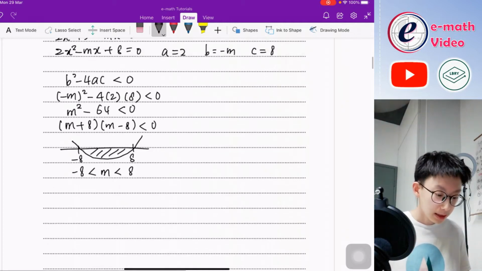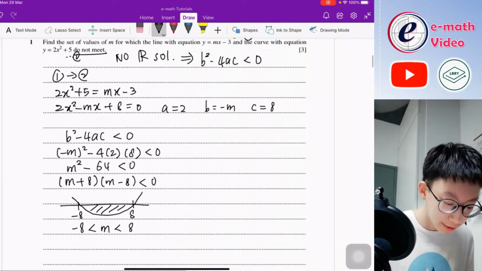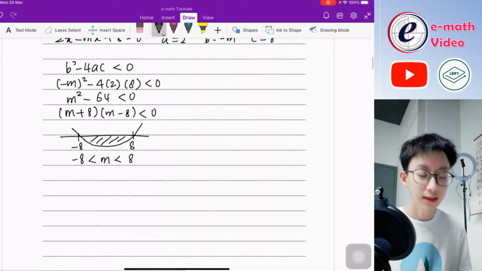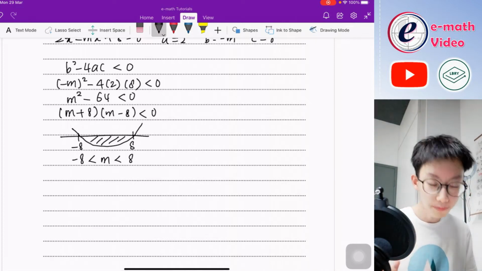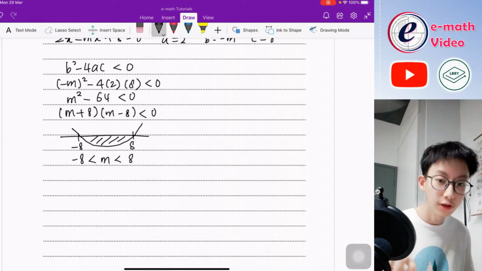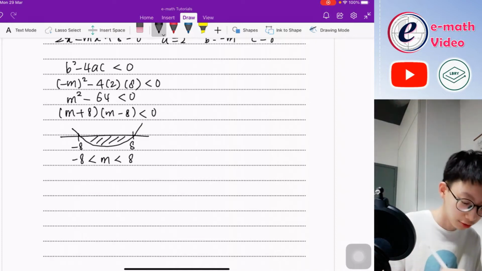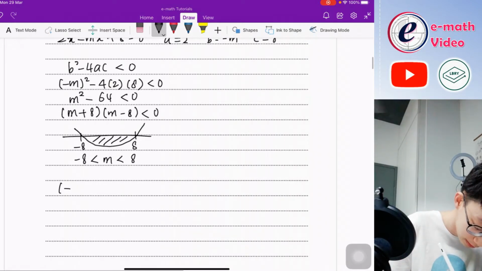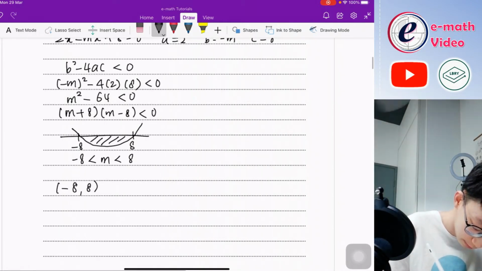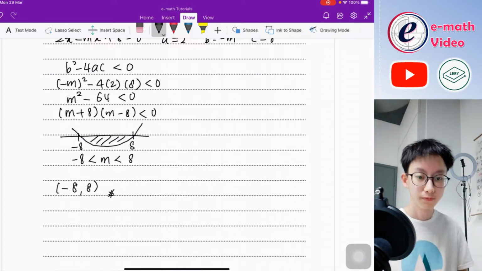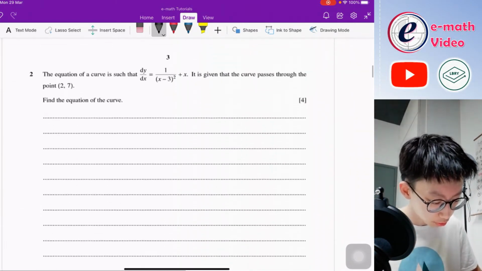And that's it. The question wants you to find the set of values of m, so you may write it in interval form. In this case, it is not inclusive of negative 8 and 8, right? So use round brackets: negative 8, comma 8. Yeah, and that's it.